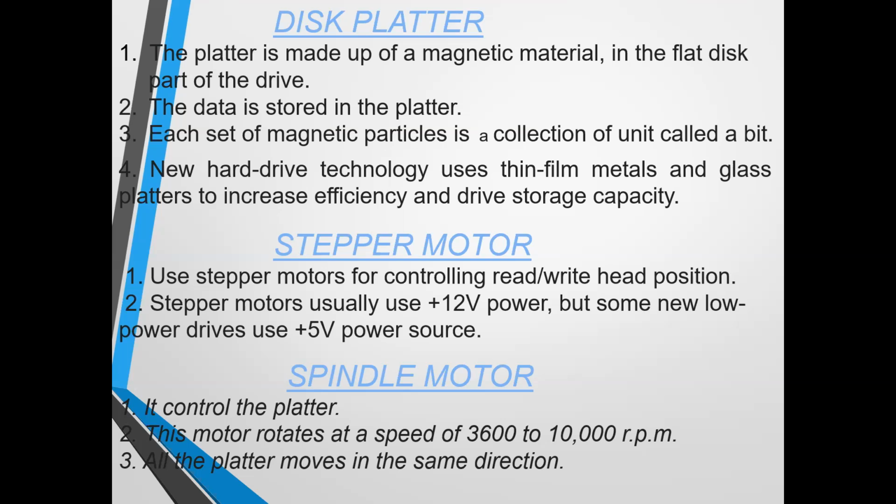So our spindle motor controls the platter, and this motor rotates at different speeds, some at 3,600 all the way to 10,000 RPM, the rate at which it's running per minute. All the platters move in the same direction, clockwise or anti-clockwise. They all move in the same direction.